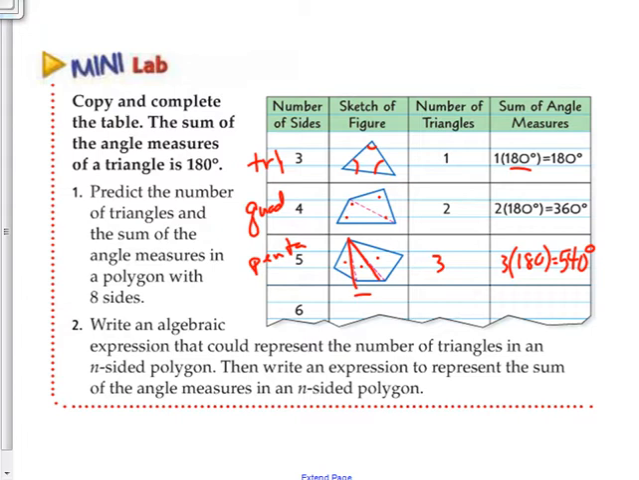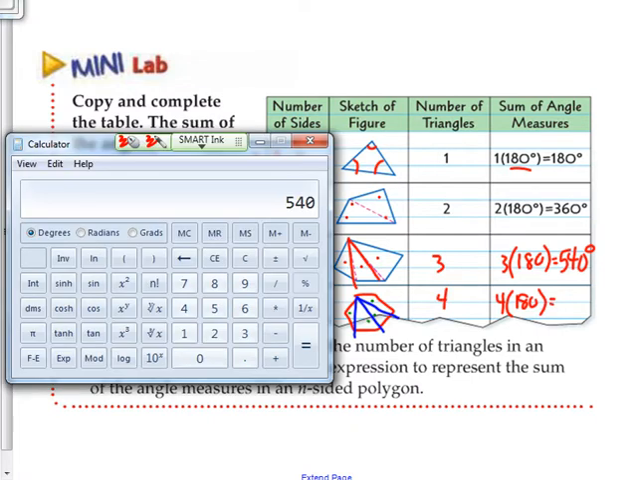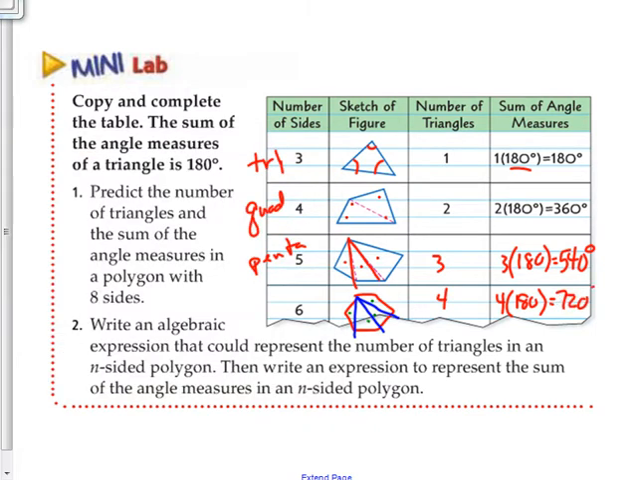Now, if we draw a hexagon, you can kind of see the pattern. 1, 2, 3. We're expecting it to be 4. Let's go ahead and draw it. From this vertex, it would be 1 line, 2 lines, 3 lines. This line's already here, but now look, we have 1, 2, 3, 4 triangles. So now we'd have to do 4 times the number of degrees inside of a triangle, which is 180 degrees, and then we multiply 4 times 180 to get 720 degrees. It's the interior angle sum of any hexagon.